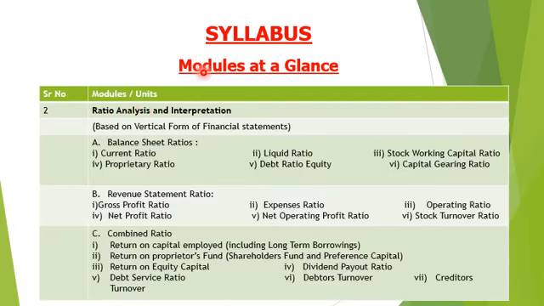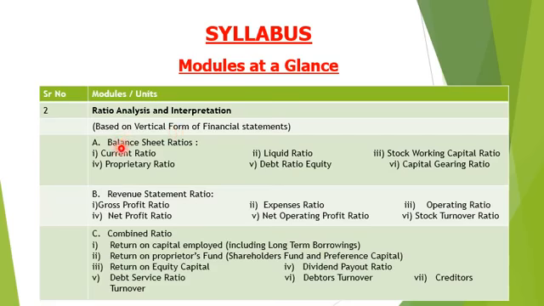This is the second module, ratio analysis and interpretation. In ratio analysis and interpretation, we learn some formulas and calculate ratios. It is related totally to the balance sheet and the income statement, based on the vertical form of analysis.